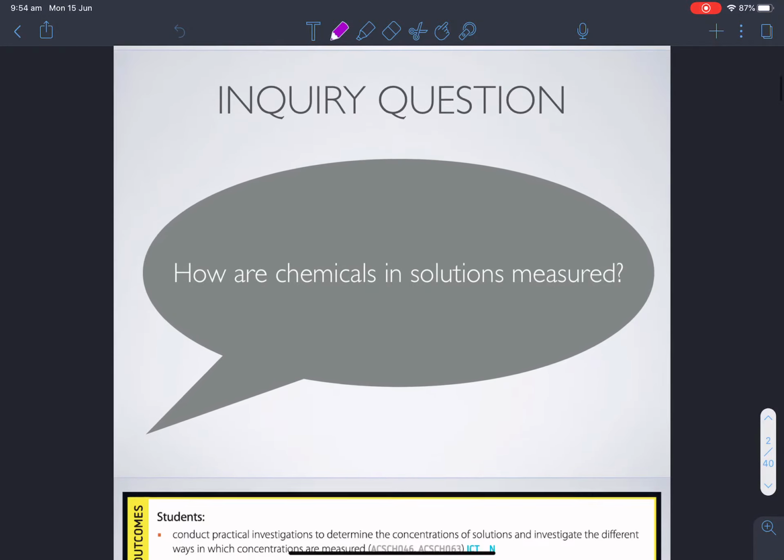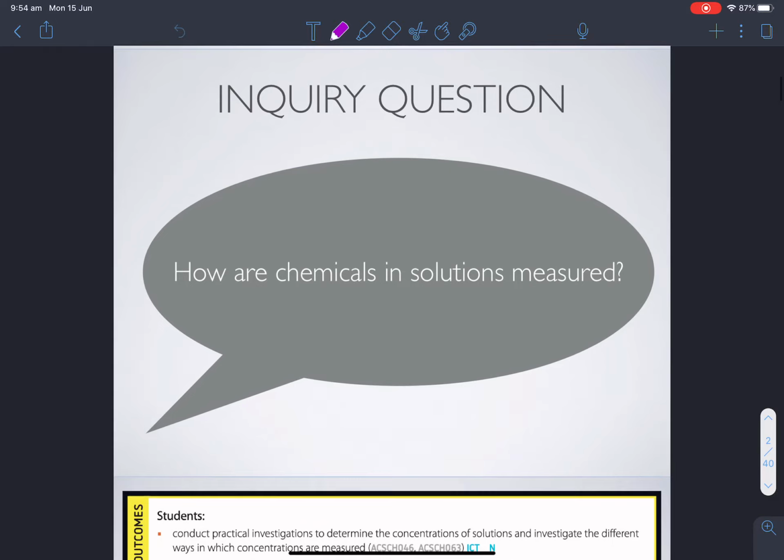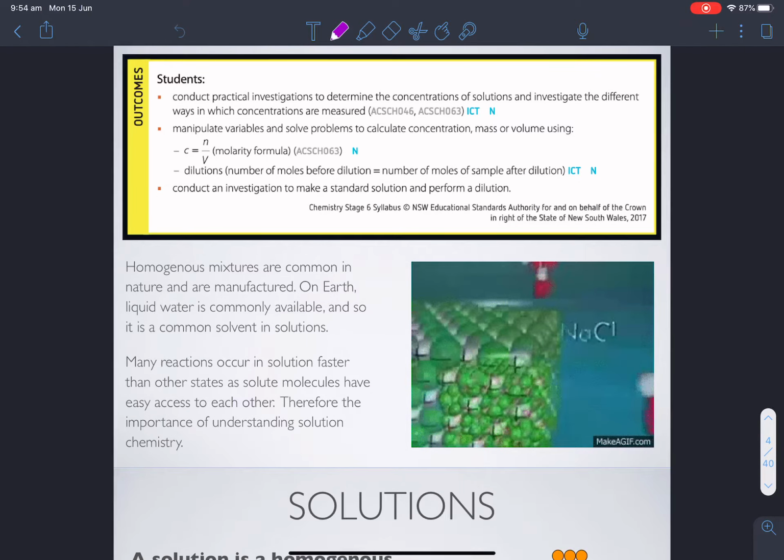Okay. Our inquiry question is, how are chemicals in solutions measured? So how do we quantify the amount of stuff in a solution? And that's what this chapter is all about. So there's our syllabus dot points, only 3 this time. It's a shorter chapter. Okay, and a little bit of context that I've written. Let's see how well it goes.